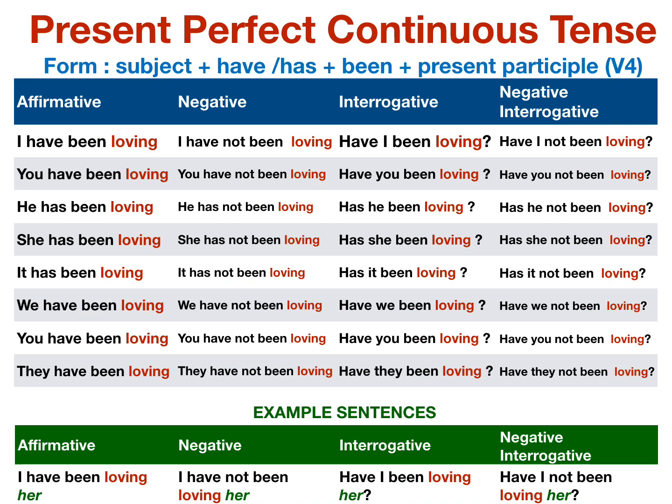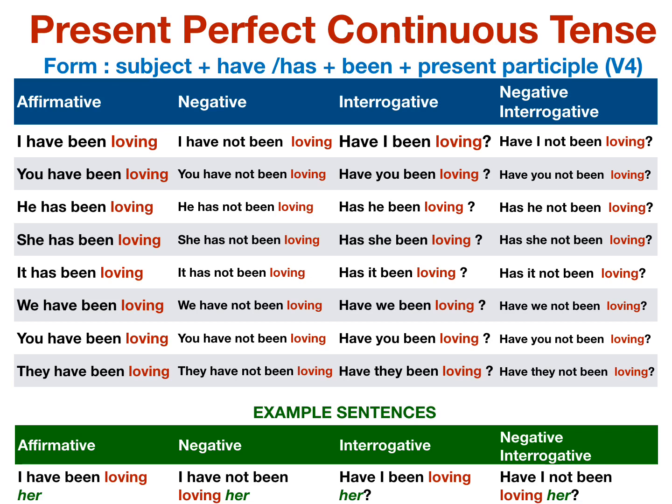Present perfect continuous tense. Subject plus have or has plus been plus V-ing. I have been loving. I have not been loving. Have I been loving? Have I not been loving? You have been loving. You have not been loving. Have you been loving? Have you not been loving?